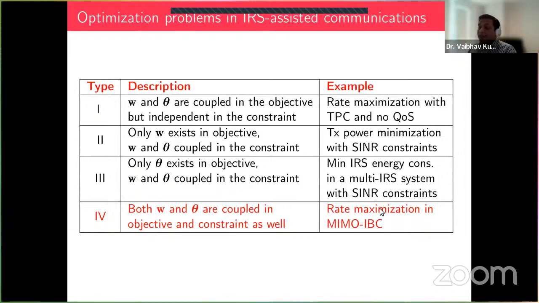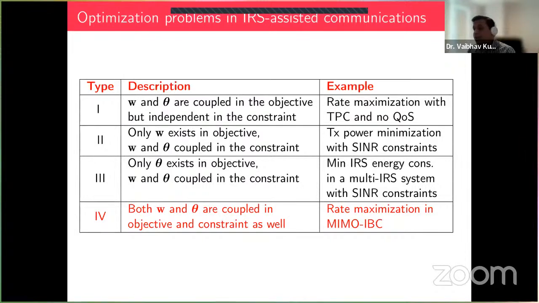Now, why we are talking about this coupling is that when coupling exists between the optimization variables, where they are multiplied together, solving those optimization problems is challenging in general. So in the rest of the talk, we will be mostly focusing on the fourth type of problem, which I can say is the most difficult one because we have coupling in both the objective and the constraint as well.